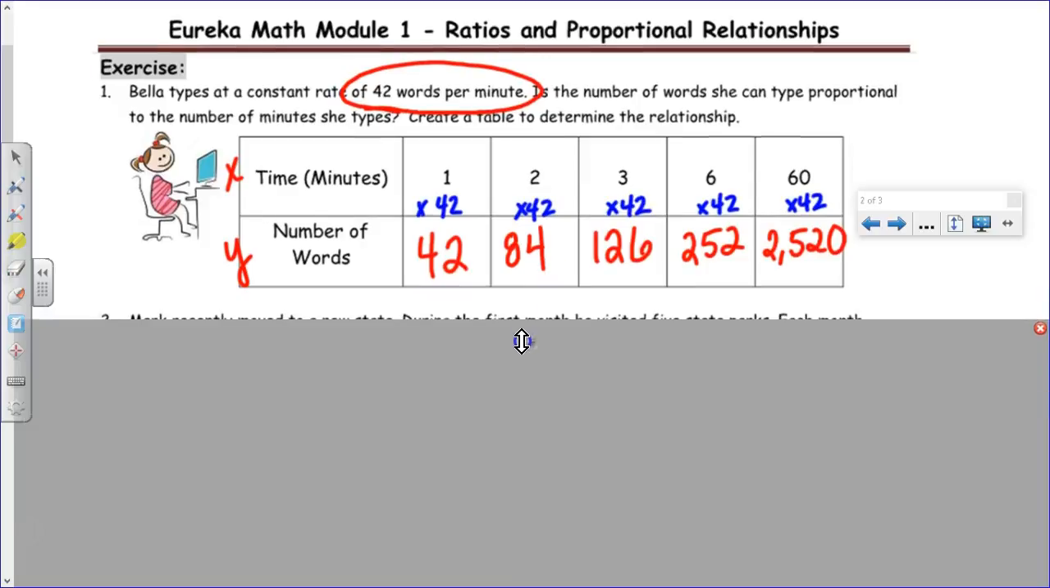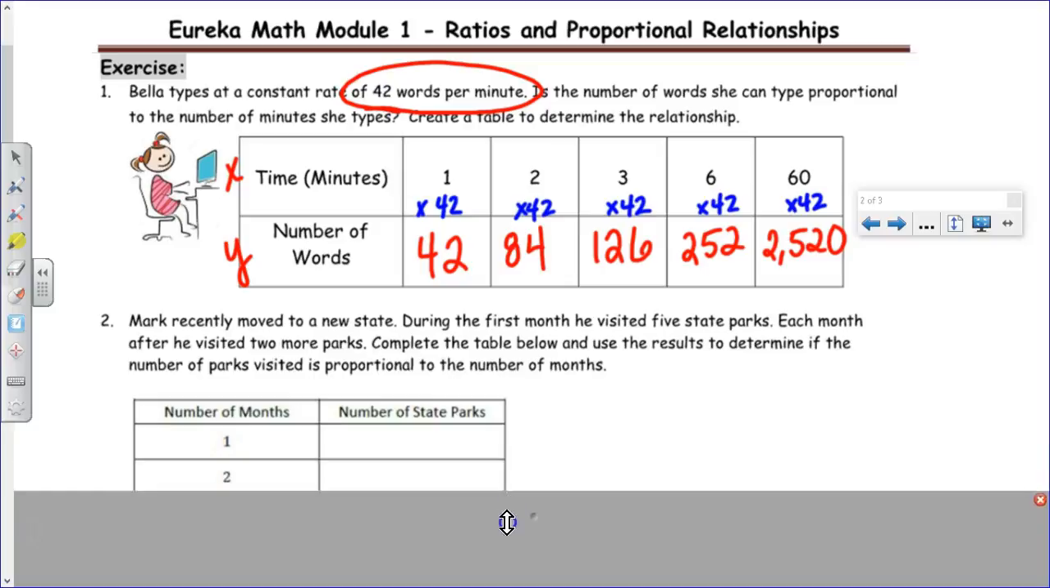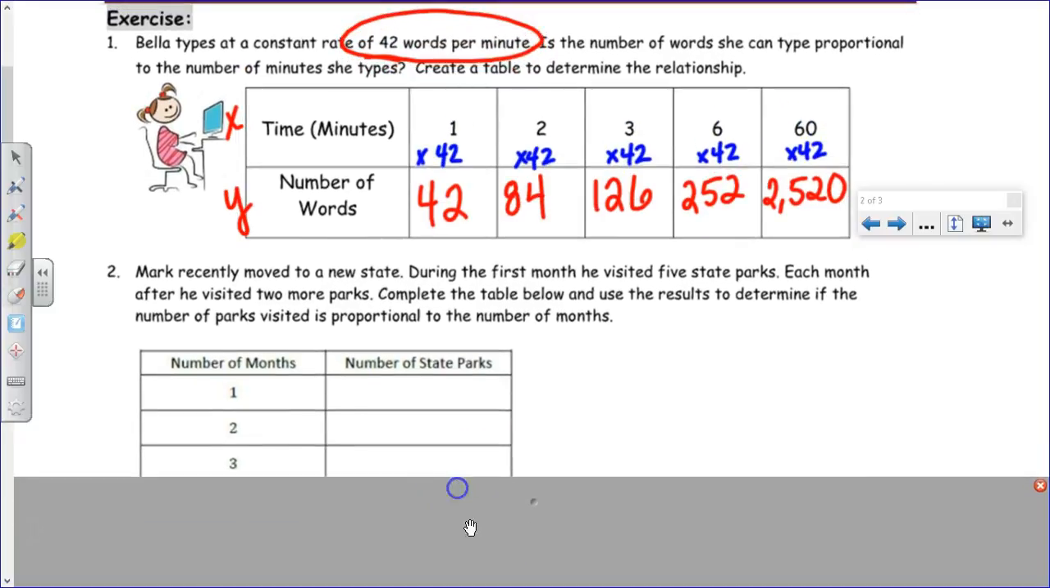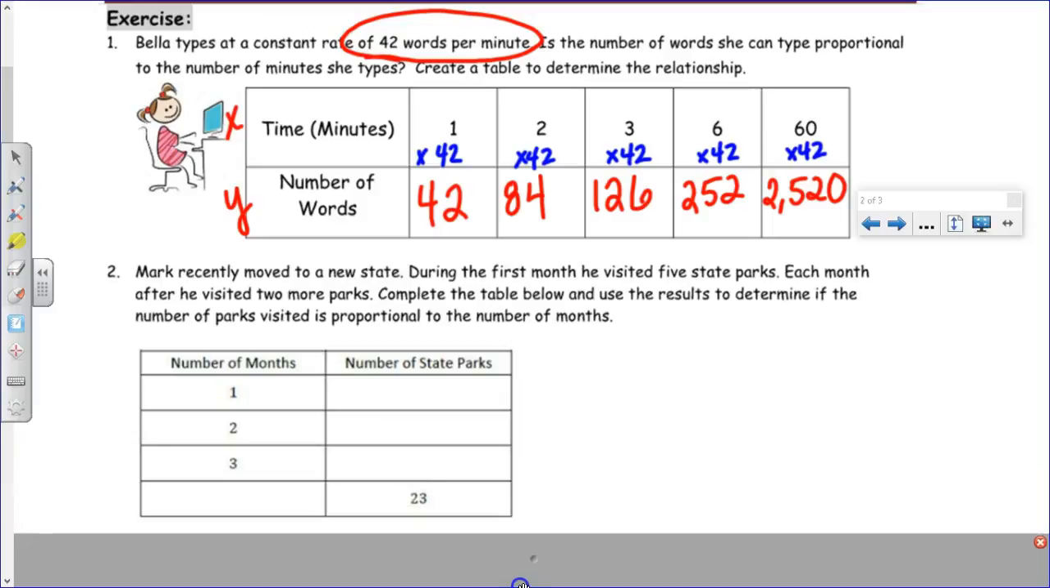All right, let's look at number 2. Let's see if this is going to be proportional. Mark recently visited a new state. During the first month, he visited 5 state parks. Okay, so right off the bat, they told us during the first month, he visited 5 state parks. So I can fill that in. Each month after, he visited 2 more parks. So complete the table to determine if the number of parks visited is proportional to the number of months.